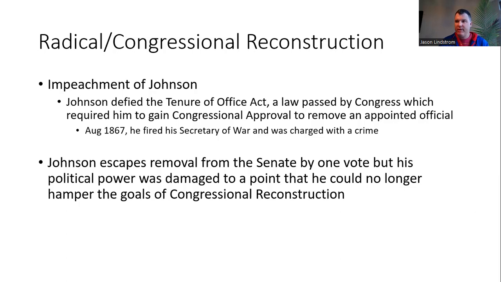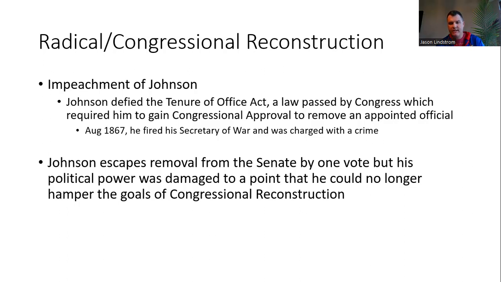Typically, it's seen that the president can fire and hire basically whoever he wants within his cabinet, and Congress is passing this law that's going to prevent him from doing so. In August of 1867, he fires the Secretary of War and is charged with the crime. And so when a president is charged with a crime, we start documents of impeachment. To impeach a president doesn't necessarily mean that he did anything illegal. It just means that there's a probability that he did.